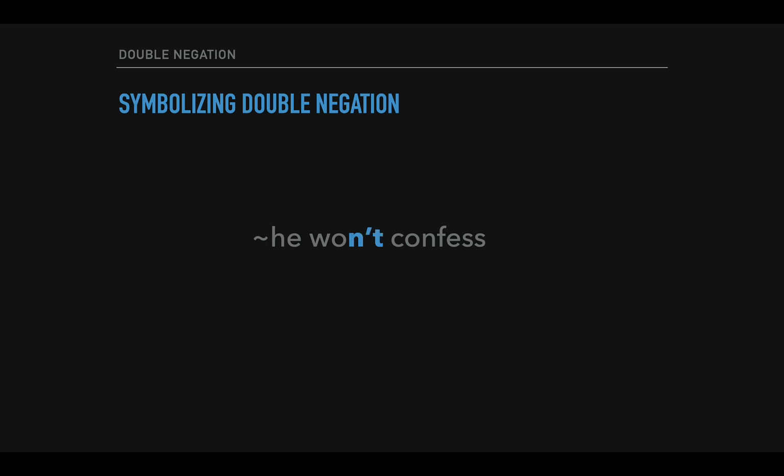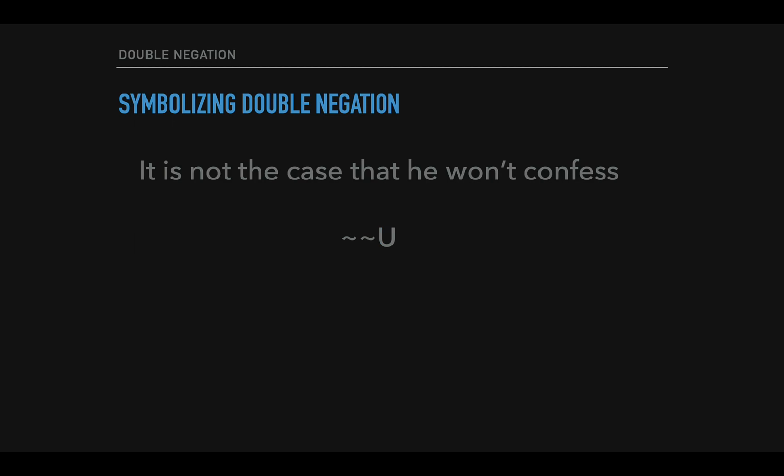Now we could try to symbolize the n't in the will not, and that would just be, again, another negation. So now we have negation, negation, he will confess. So let's now symbolize he will confess. That becomes you. And so we have it is not the case that he won't confess, negation, negation, you. Pretty straightforward, and that says the same thing as he will confess.